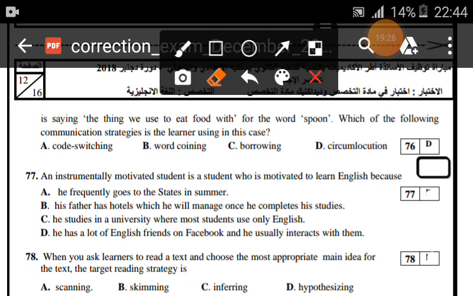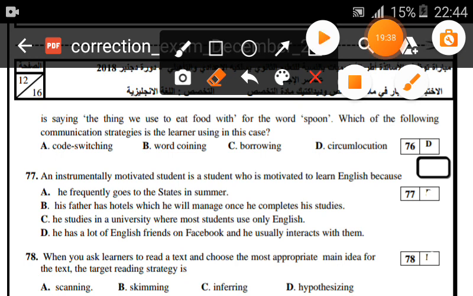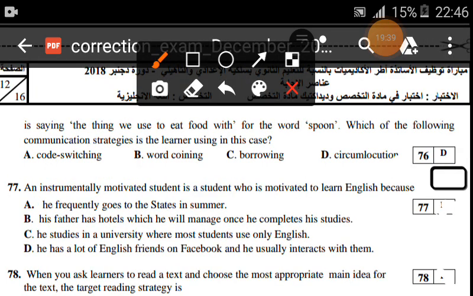Let's move to 77. An instrumentally motivated student is a student who is motivated to learn English because he frequently goes to the States in summer and interacts with them. So B is the right answer here. B is the right answer.